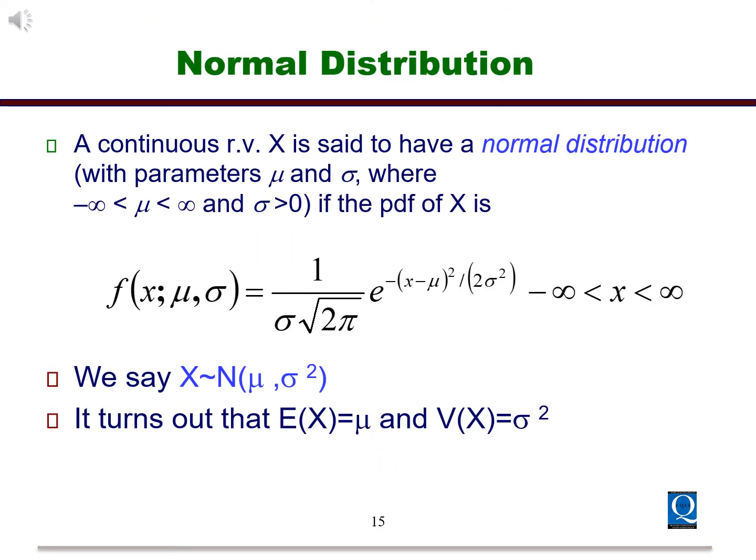A continuous random variable x is said to have a normal distribution with parameters mu and sigma, with the PDF given on the slide. This PDF is quite complicated, so do not worry about memorizing it. It turns out that if x has a normal distribution, then the mean of x is mu and the variance is sigma squared.